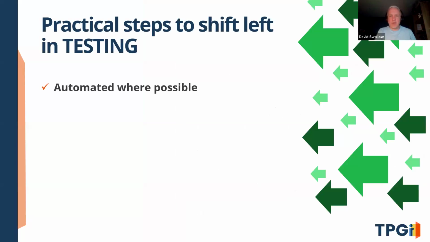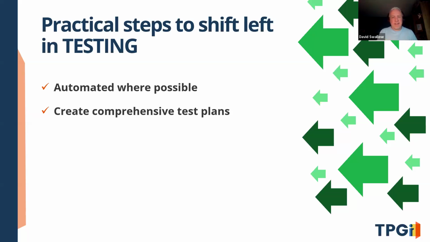Okay, so we've seen how our recurring issues can be addressed at the testing stage. Here are some practical steps to shift left in testing. So automate where possible. Include automated accessibility testing tools like TPGI's ARC platform into your CI/CD pipeline and run them regularly to catch common issues early. Create comprehensive test plans. So train QA teams on manual testing techniques like keyboard navigation and screen reader compatibility.